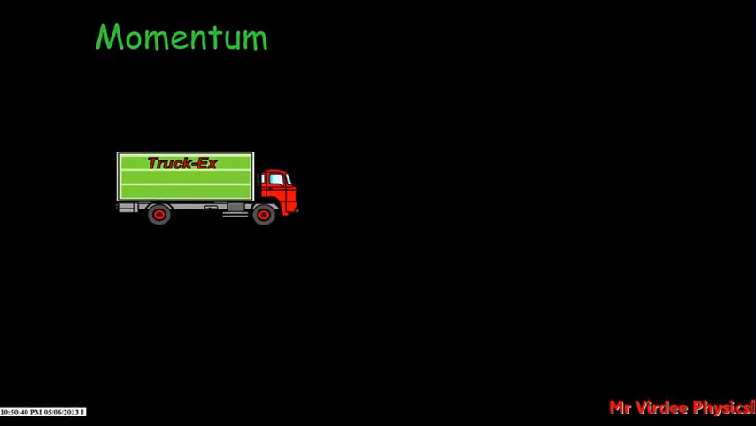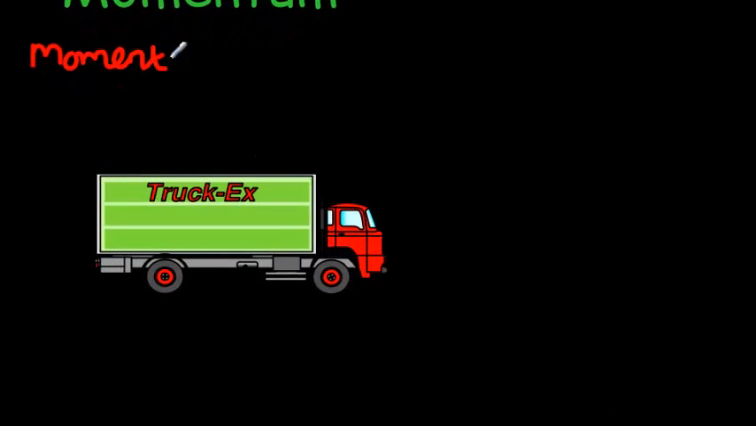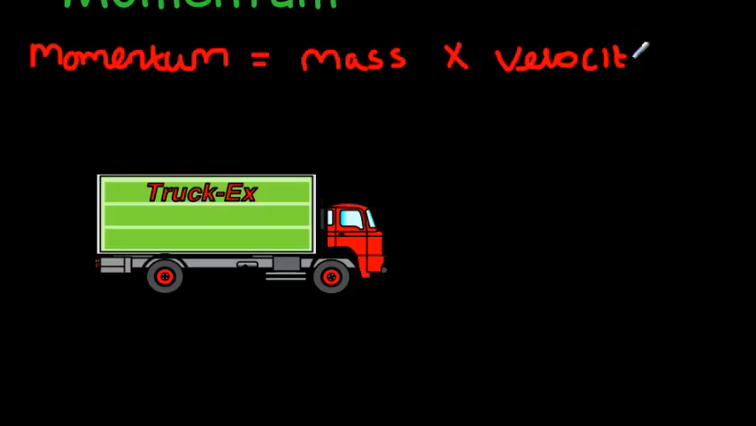Okay, I'm just going to go through momentum very quickly. Momentum is something an object has because of its mass. We define momentum as the mass of an object times its velocity, so mass times velocity. We often give momentum the letter P, so P is equal to mv.